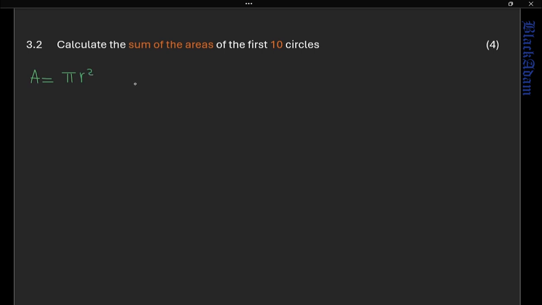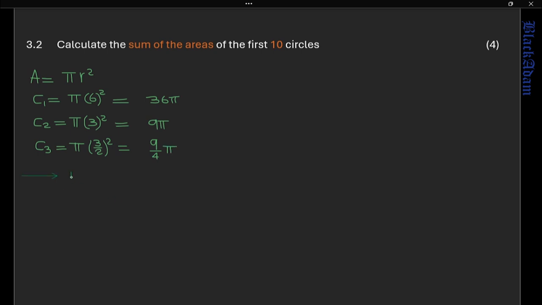And then we go to 3.2, calculate the sum of the area of the first 10 cycles. So let us see, area is pi times radius squared. Cycle 1 has pi and the radius is 6 squared, so 6 squared gives us 36, so that's 36 pi. Cycle 2, our radius is 3, so that's 3 squared, which is 9 pi. Cycle 3, that's pi, and 3/2 is our radius squared, and that is going to be 9/4 pi.